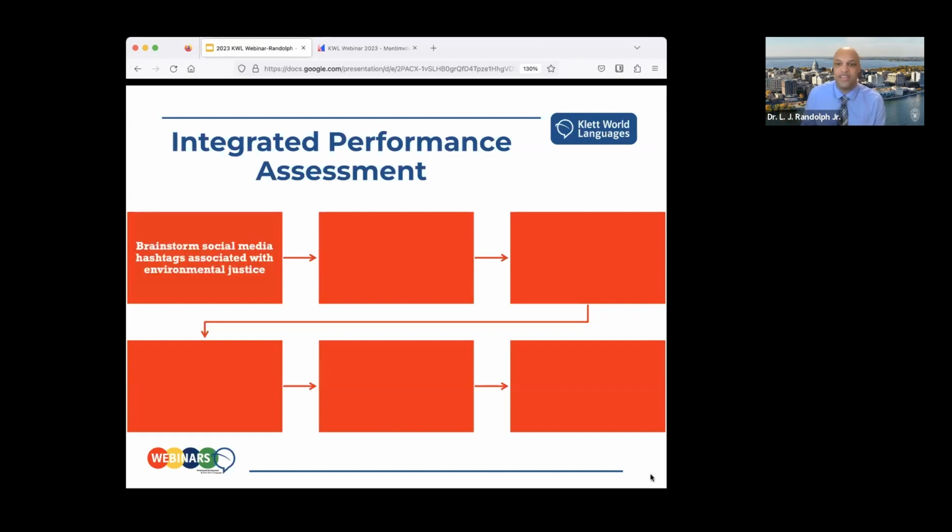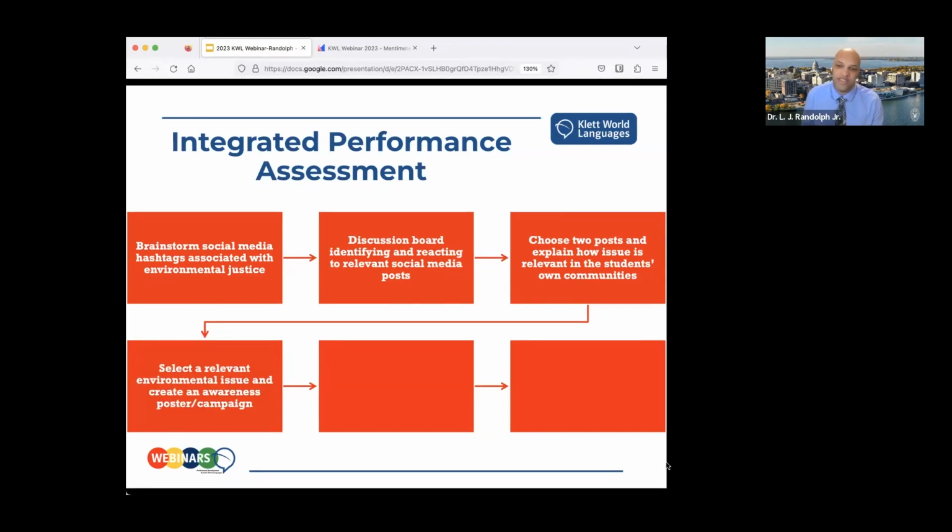So just really quickly, they brainstormed social media hashtags associated with environmental justice. My feedback was to help them think about what the Spanish equivalent of these would be, and how people in the Spanish speaking world are using these hashtags. We did a discussion board identifying and reacting to relevant social media posts. They chose 2 posts and explained how the issue is relevant in their own communities. Then they selected an environmental issue that they were passionate about to various extents, and created an awareness poster or campaign for that particular issue. Once they shared those, that was the presentation piece.